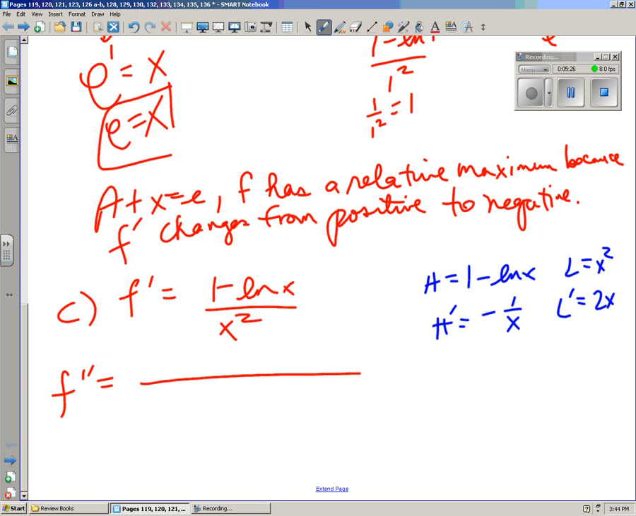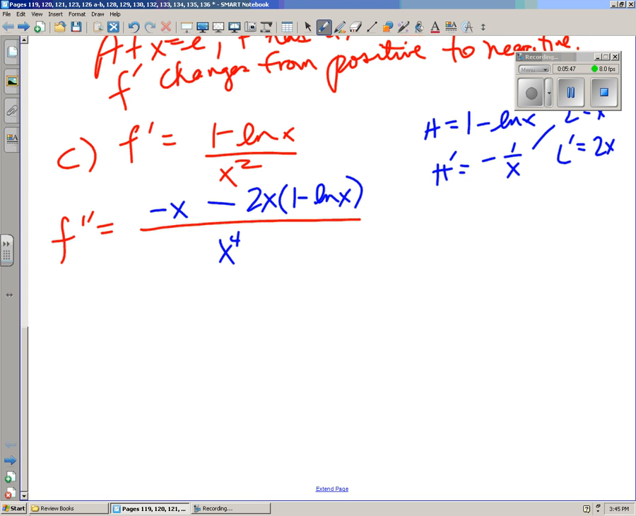So we have low d high. Low d high, if you do this, x squared times negative 1 over x is just negative x. Minus high d low, that would be 2x times 1 minus ln of x, over low squared, which is x squared squared, which is x to the fourth. So here is our second derivative, which we want to set equal to 0.